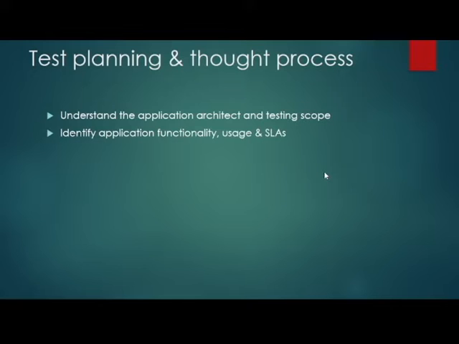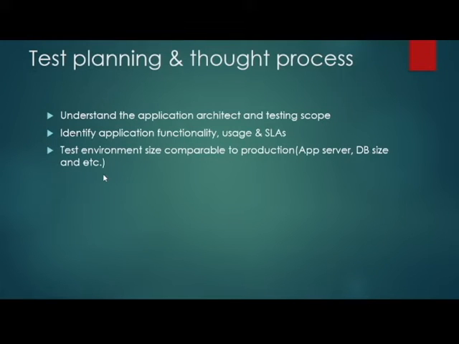Identify application functionality, usage, and SLAs. What functionality happens within the application, what is the usage, how do they use their applications. Test environment size comparable to production: app server, DB size, etc. So once you get the information, the next step is to identify the differences between the environment size, between the test environment and the production. Develop workload based on environment size and usage pattern.